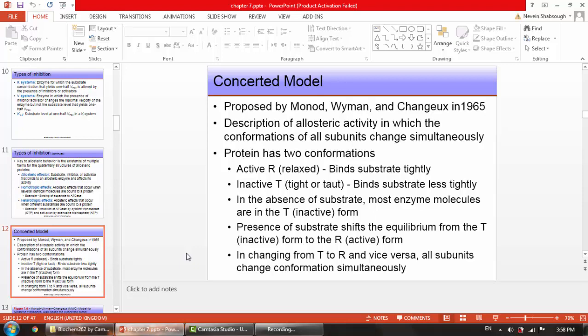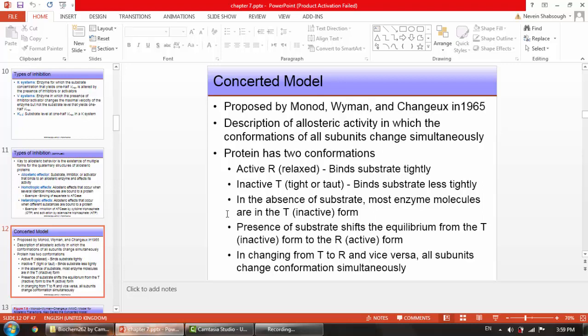Now, there are 2 models to explain the behavior of allosteric enzymes. One is called the concerted model, also known by its discoverers, Monod, Wyman, and Changeux, in 1965. It is a description of allosteric activity in which the conformation of all subunits changes simultaneously, and this is the meaning of concerted. When a change occurs at one subunit, a similar change must occur in the other subunits at the same time. Here we are concerned with the concerted model only.